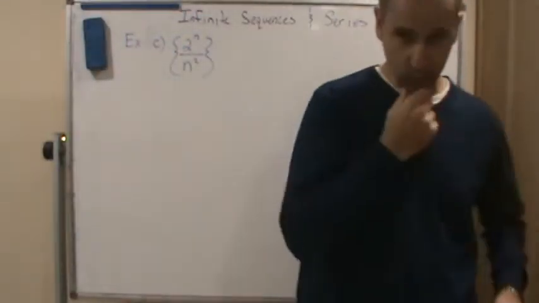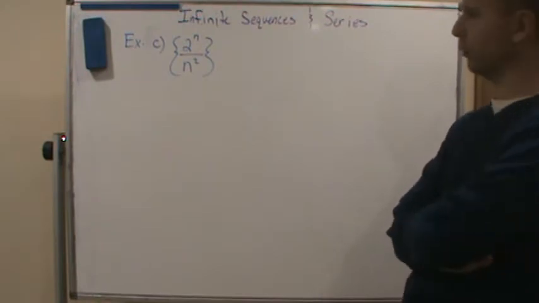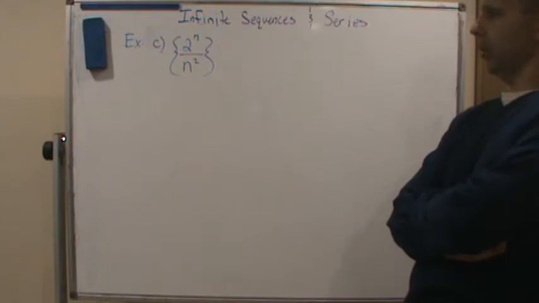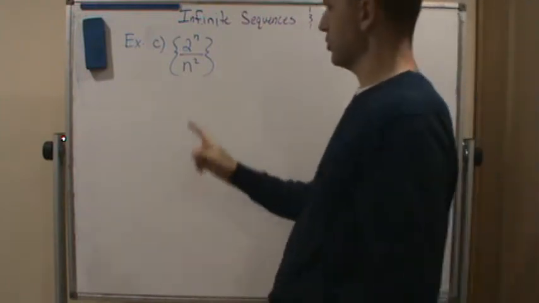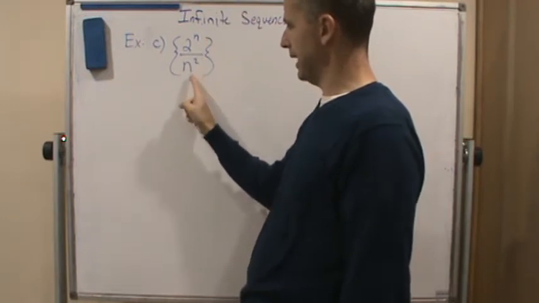Okay, so let's look at this one here. This one again is a complicated looking one. Looking at it, you really can't tell what's going to happen. So this is 2 to the nth power, and this is n squared.